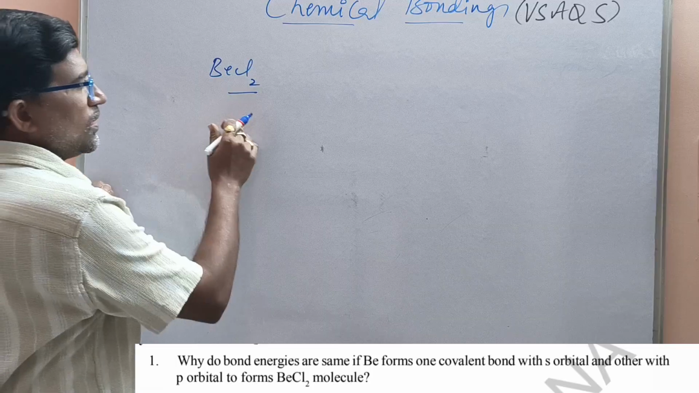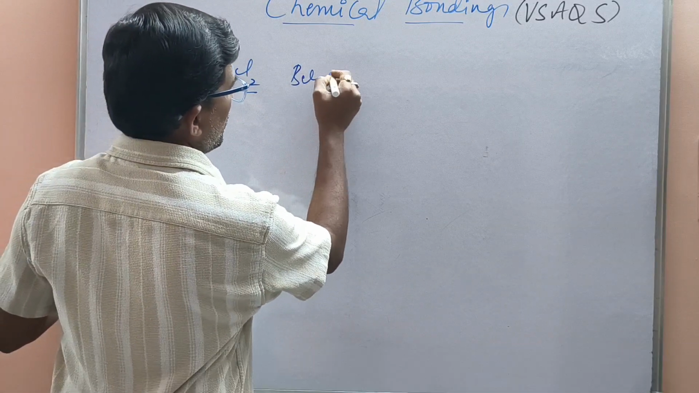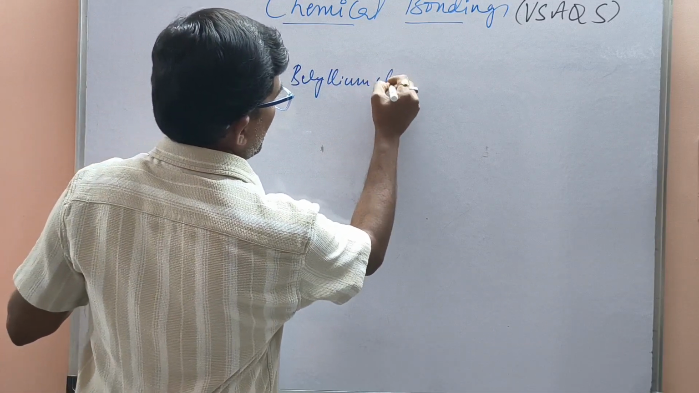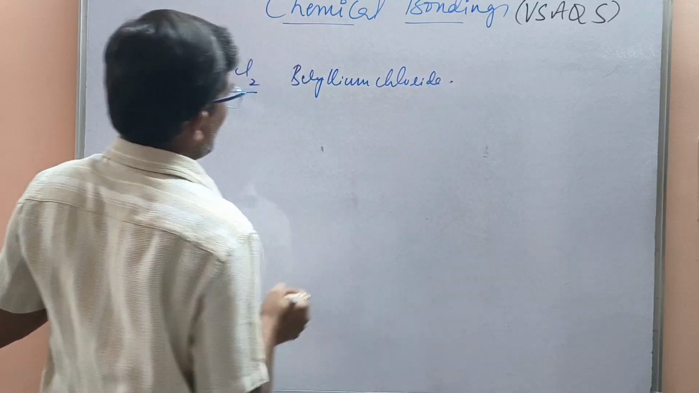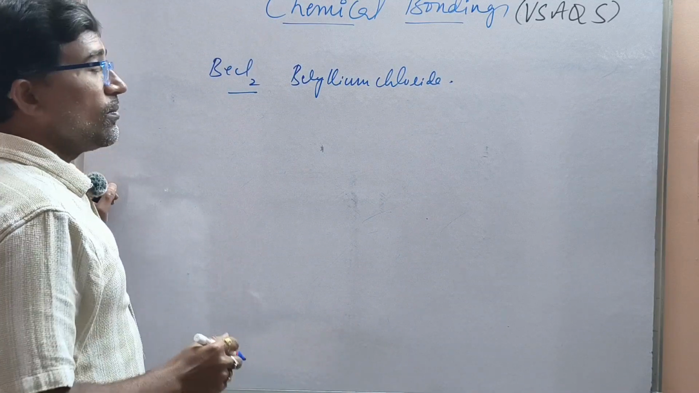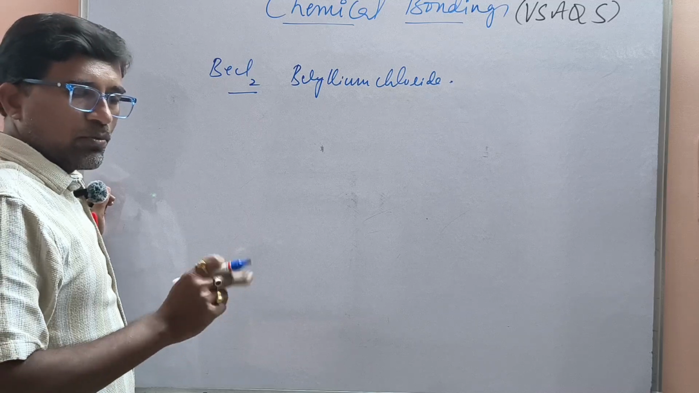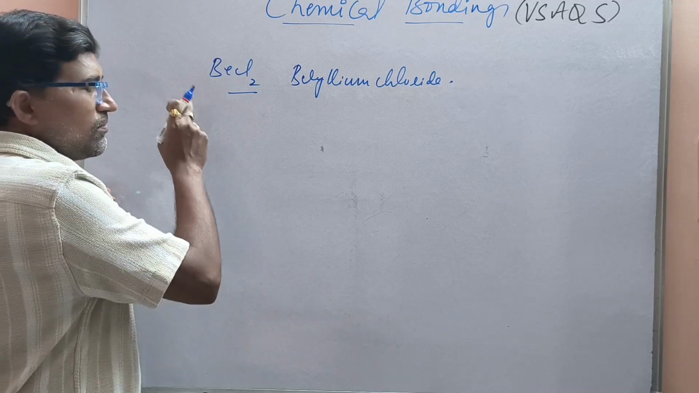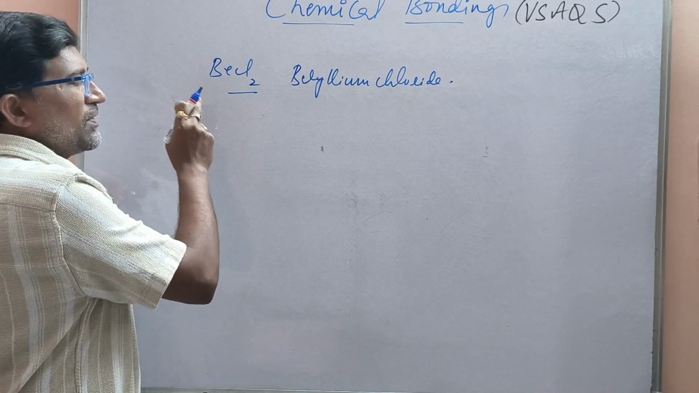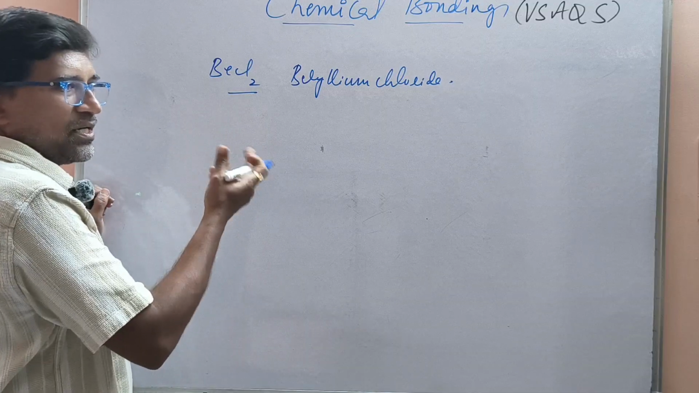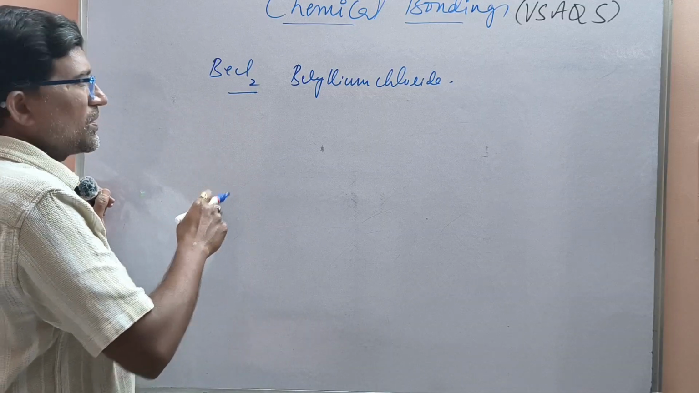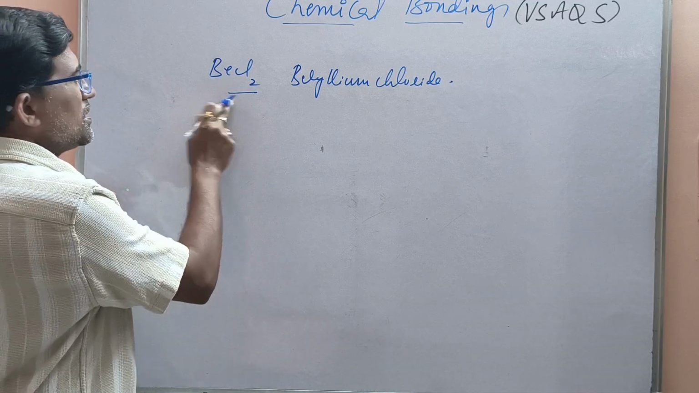Now, BeCl2 means beryllium chloride. So why are the bond energies the same? Even the bond lengths are the same for both the bonds, even though beryllium's s orbital combines with the p orbital of the same beryllium during the bond formation of BeCl2.